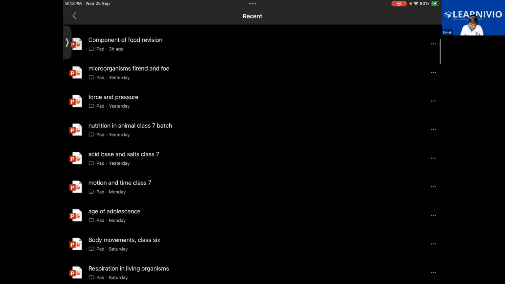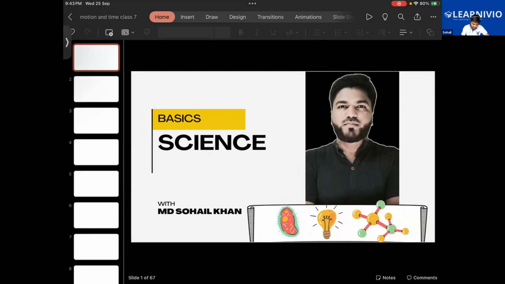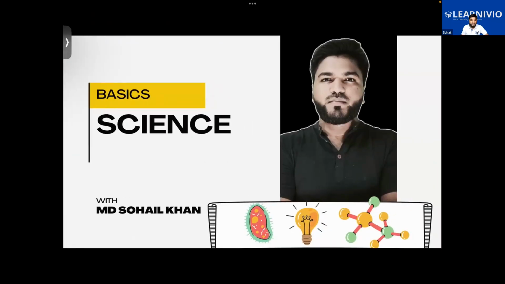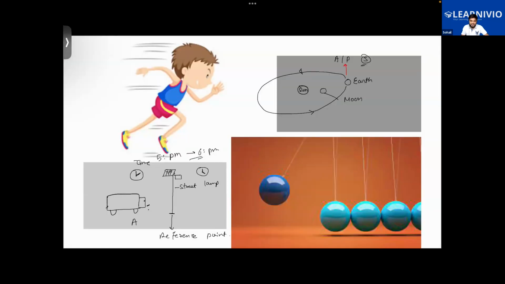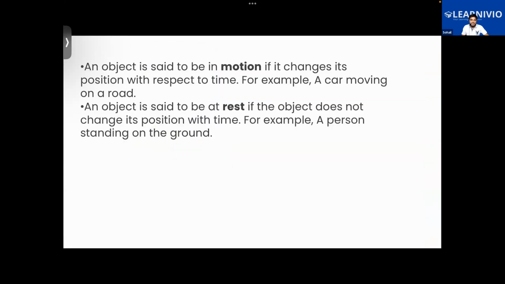So in the chapter motion and time, so far we have learned about some interesting concepts, like when a body will be really said to be in a state of motion. By the way, all of you turn your cameras on in the class. There we learned that in order to say that an object is in a state of motion, we have to consider several things. We have to consider its position with respect to time.